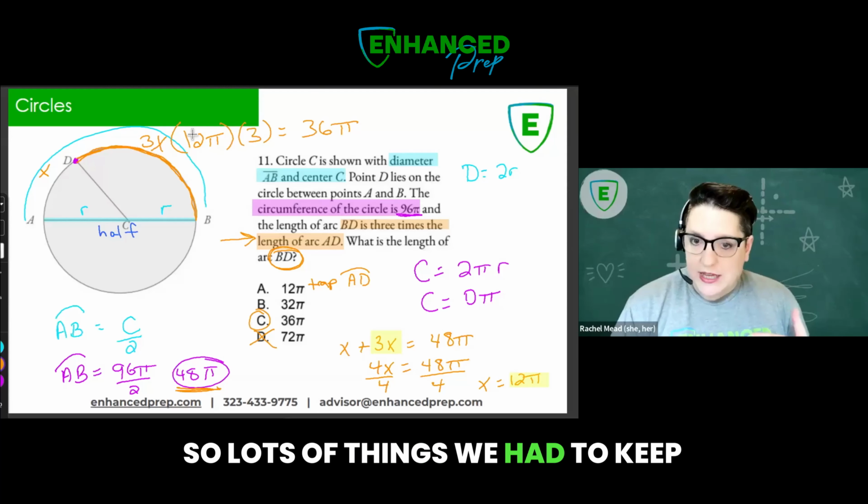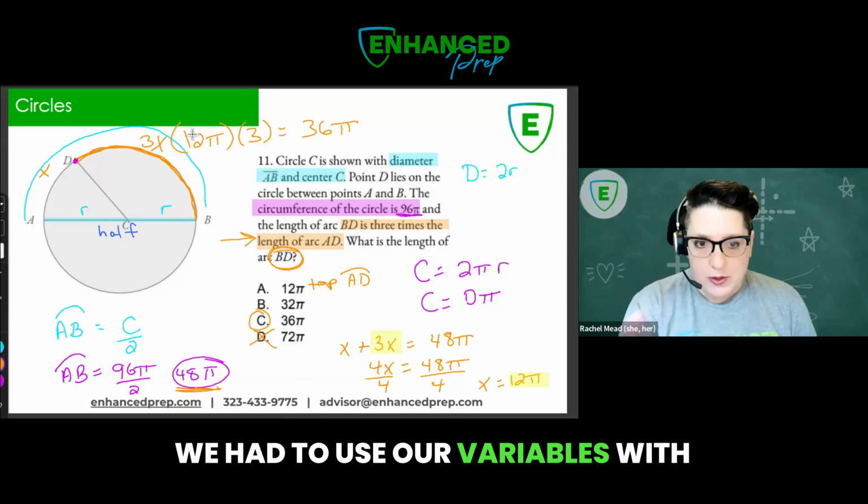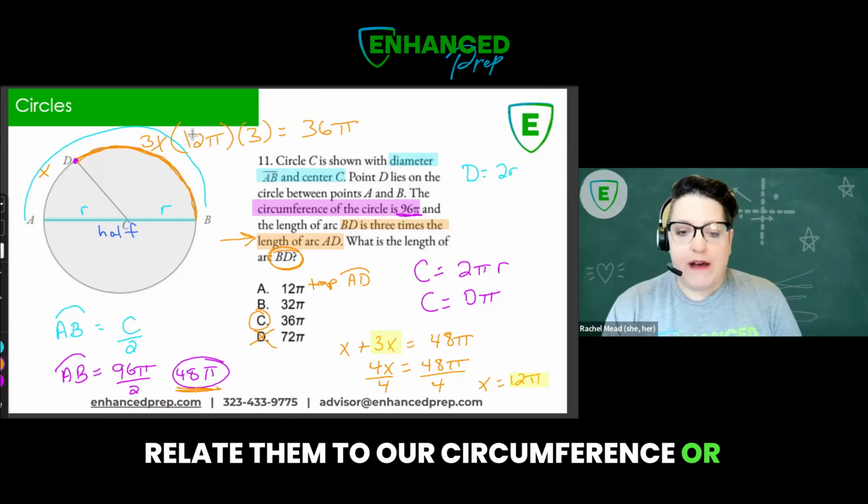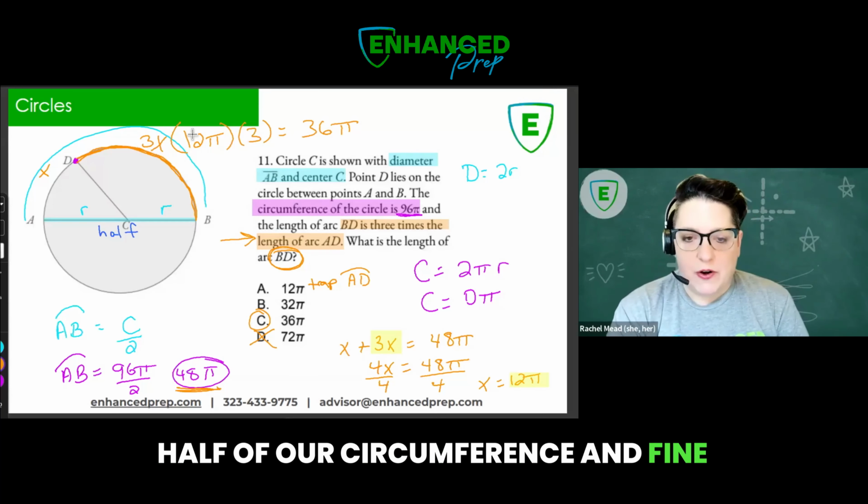So lots of things we had to keep track of. We had to use our variables with our relationships of our arc length, relate them to our circumference, our half of our circumference, and find our ratio parts.